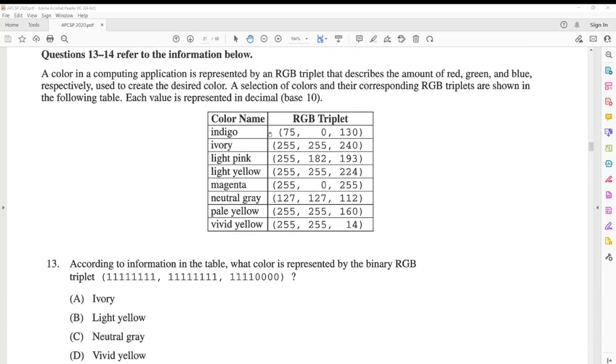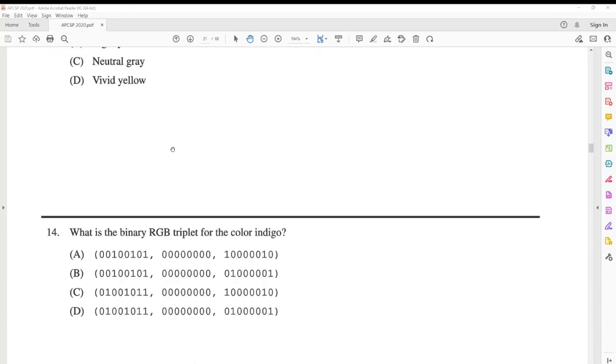So next one is the color code indigo. Indigo is 75, 0, 130. So 75, 0 and 130. This one you need to convert to binary. Convert it to binary.